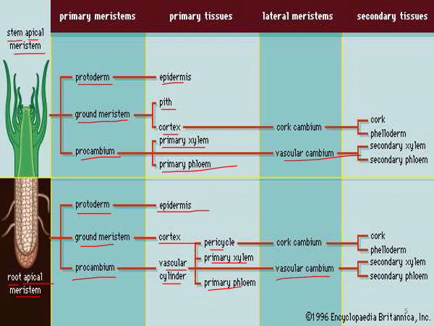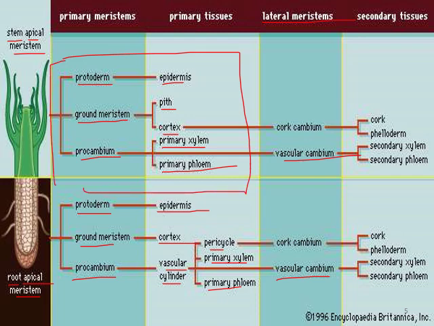So in stem, the vascular cambium is produced by lateral meristems. So all these structures are produced by the primary or apical meristem. After this, here we have the role of lateral meristem. This lateral meristem produces two types of cambium. One is vascular cambium in stem, and the other one is vascular cambium in root. In addition to this, it also produces cork cambium that produces bark of plants or trees.